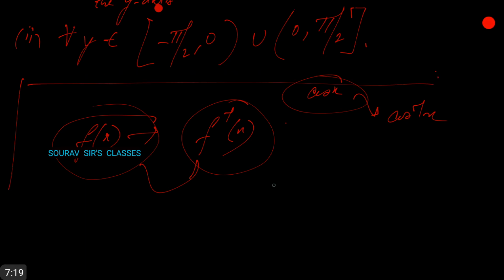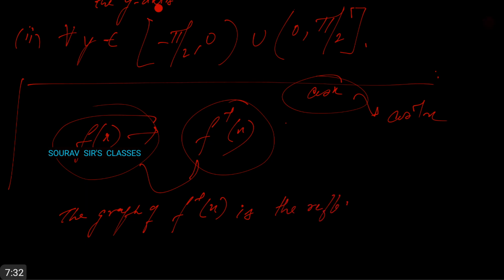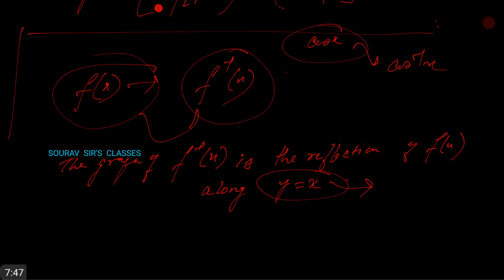The trick is the graph of f inverse x. I'll just write it down roughly. The graph of f inverse x is the reflection of f(x) along y equals x. So y equals x acts as a mirror, and f inverse x is a reflection of f(x) reflected on y equals x. That's it for now.